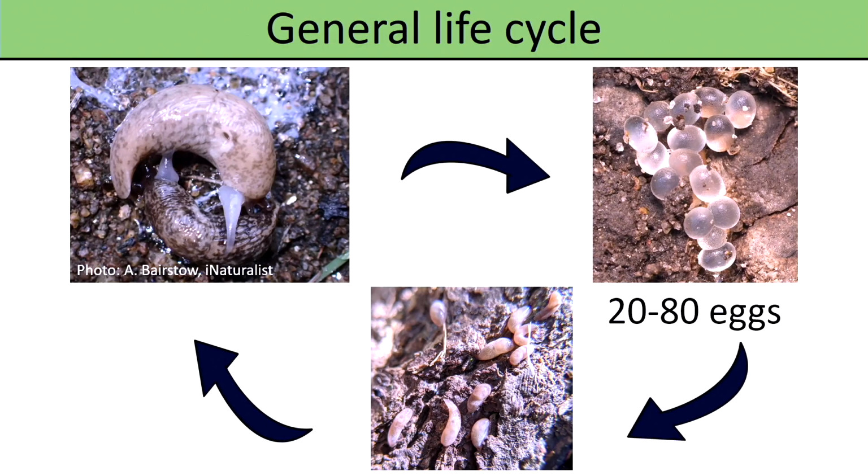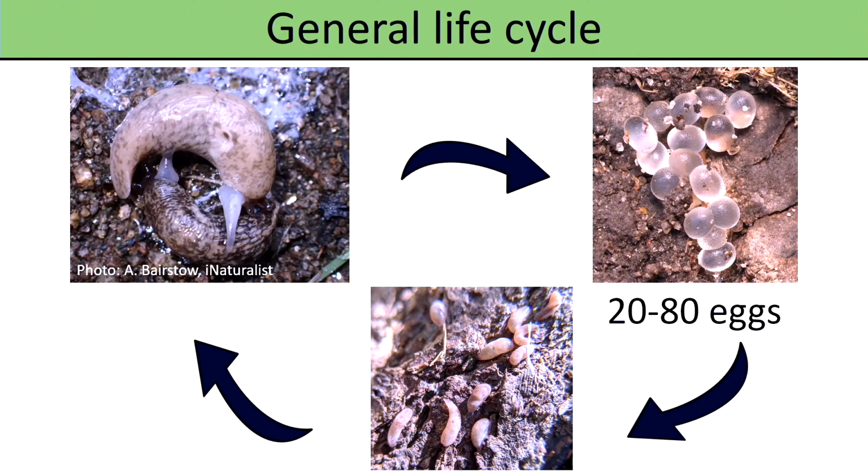In general, what is a slug life cycle? Slugs are actually hermaphrodites, so they have male and female reproductive parts. They typically reproduce with another individual, although they can self-fertilize. So every slug out there can produce eggs. First they typically mate, and then they lay eggs.